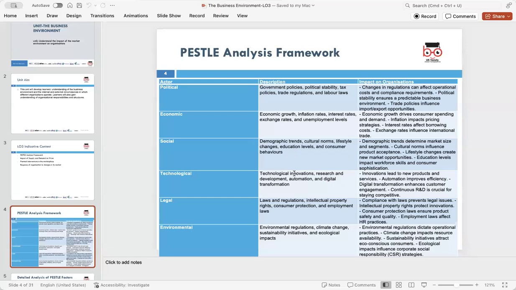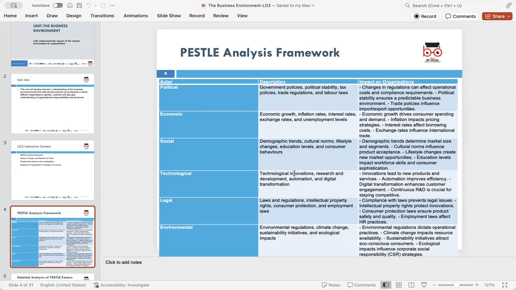Now we will talk about legal factors. Legal factors include laws and regulations, intellectual property laws, property rights, consumer protection, and employment laws.